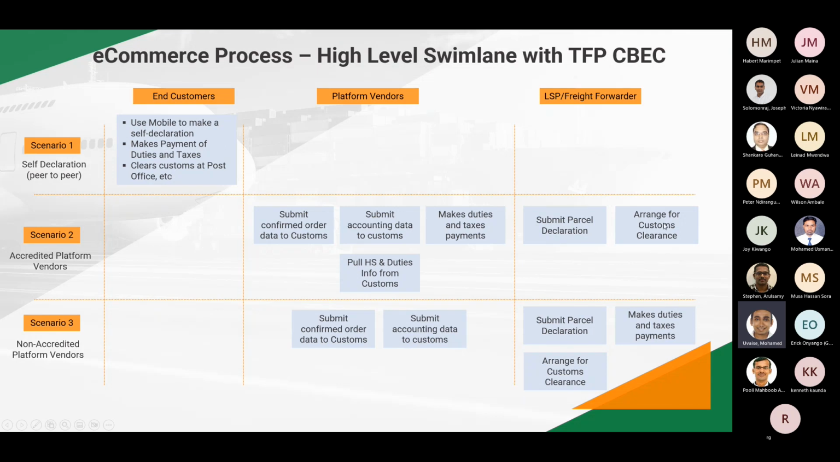and arrange for clearance. In comparison, scenario 3 is just a non-accredited platform vendor, so certain actions are not provided by the platform vendor. They just provide certain information and accounting data, but the actual duties and payments in this scenario are taken on by the service provider. So this is just to give you a sense of the different flavors of how the e-commerce regime can be implemented and how the different stakeholders would be involved in the entire process. Of course, this needs to be mapped out in Kenya's context, and this is something that we will work on together with yourself, the Kentrade team, KEBS and customs, for example.